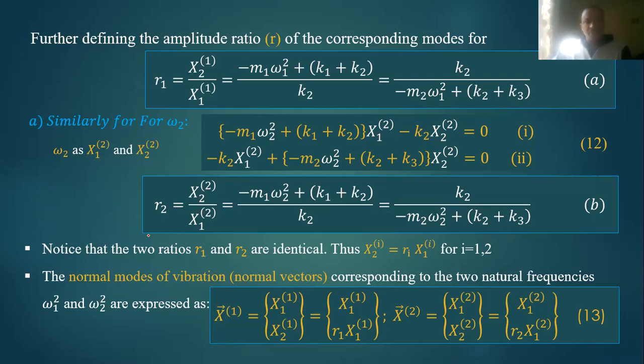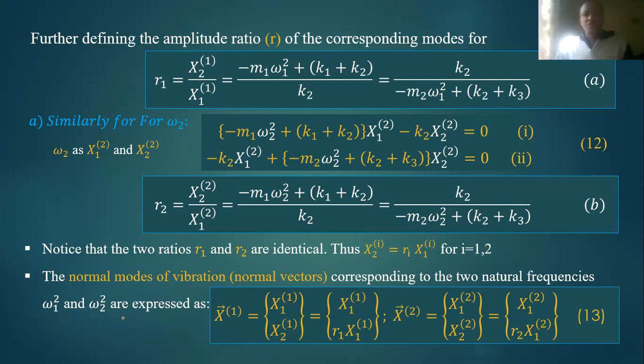So finally, we can obtain R1 and R2. This is the amplitude ratios. Notice that the two ratios R1 and R2 are identical in this case. Therefore, xi of 2, where i indicates the mode, can be 1 or 2.